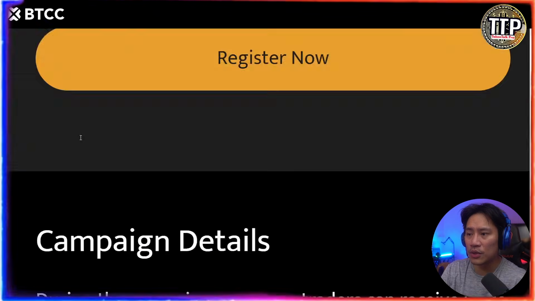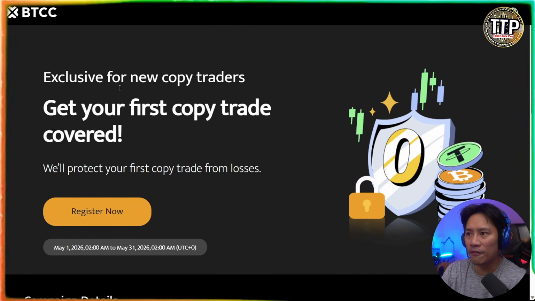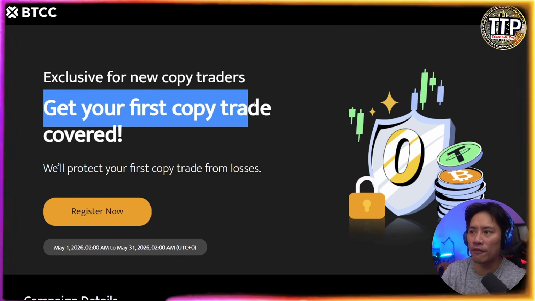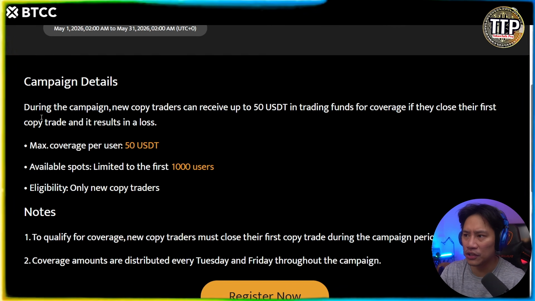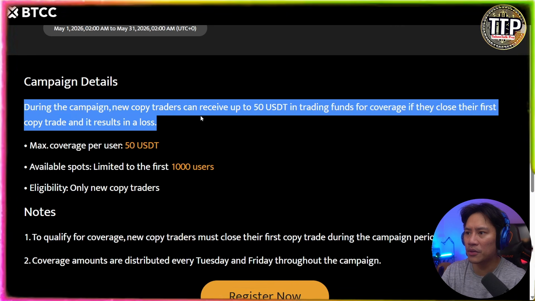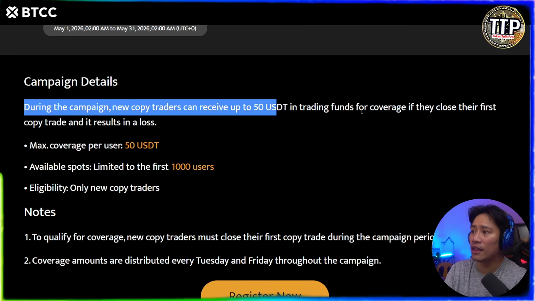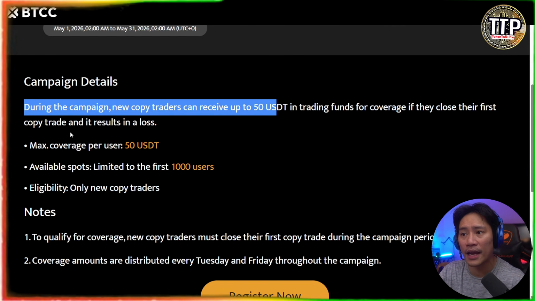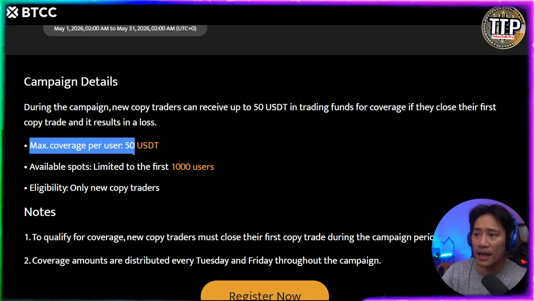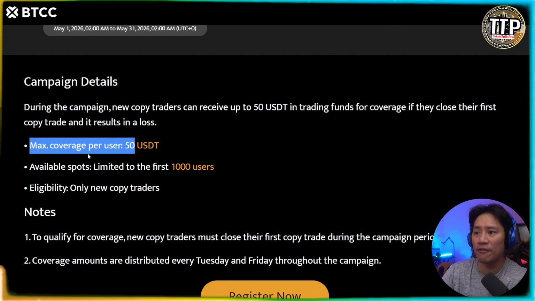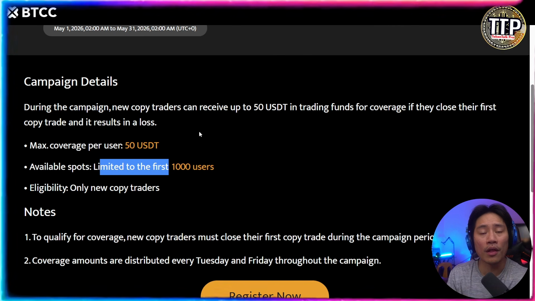All right, so for this one, guys, they are also running a campaign, exclusive for new copy traders. Get your first copy trade covered. This is a very good one because it's like an insurance, right? During the campaign, new copy traders can receive up to 50 USDT in trading funds for coverage if they close their first copy trade and it results in a loss. The maximum coverage per user is 50 USDT. Available spots are limited to the first 1,000 users.